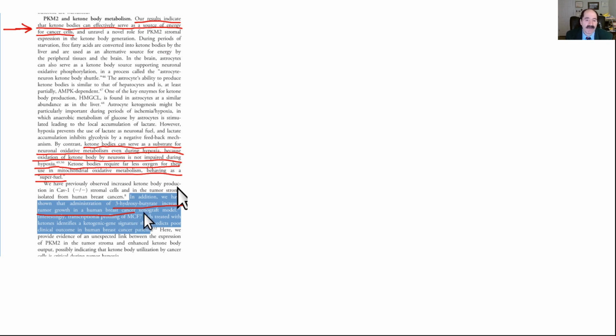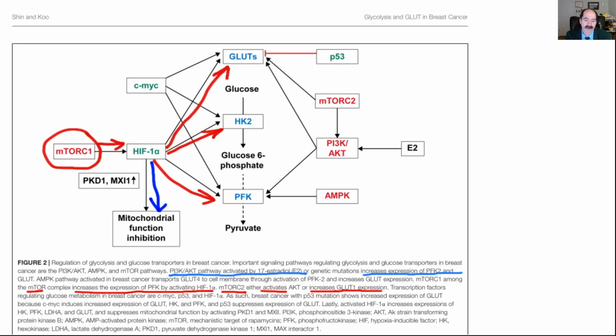Okay. In addition, we have shown that administration of 3-hydroxybutyrate, a ketone body, increases tumor growth in human breast cancer. Okay, so what this is basically saying is ketone bodies, ketogenic diet are a very bad idea for cancer patients. This is all coming from the work of Lisanti. We know that animal protein is a disaster for cancer patients from the work of T. Colin Campbell, because it activates all the growth factors, and that's what I'm going to show you here too.